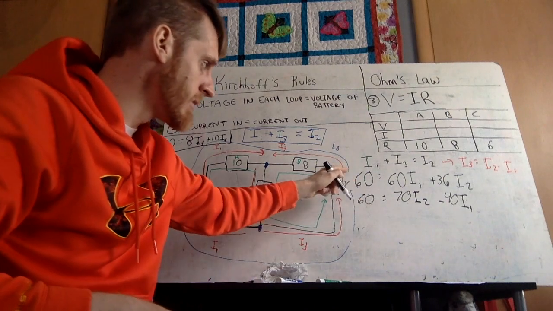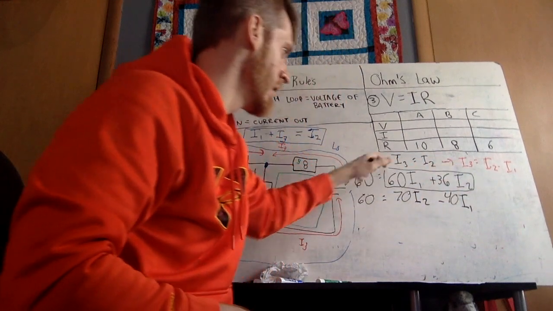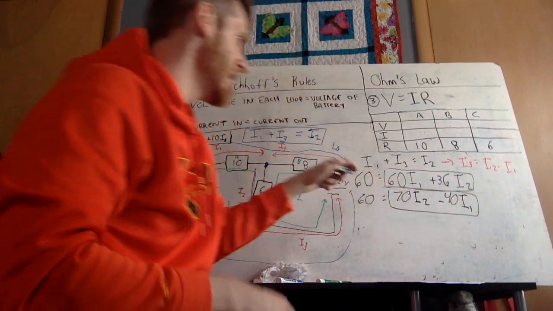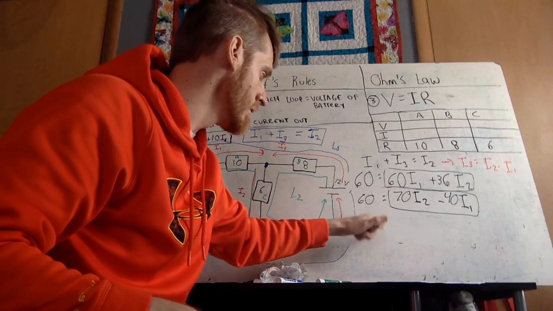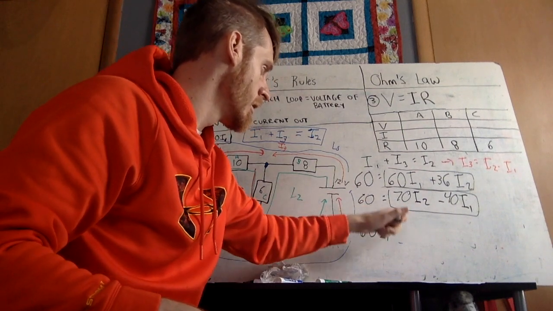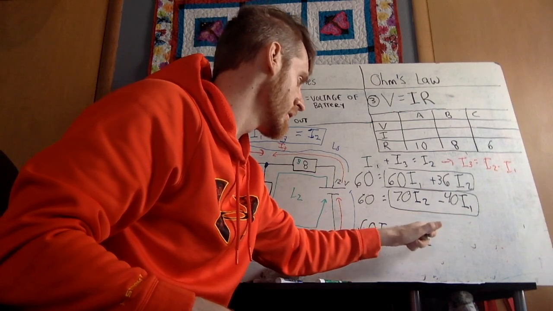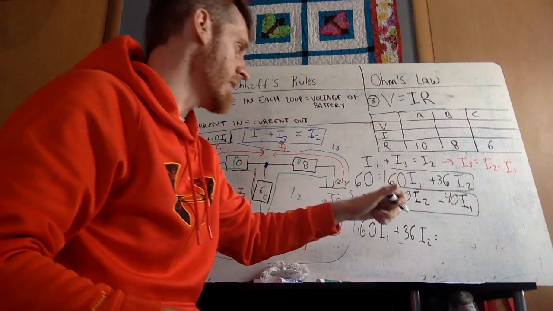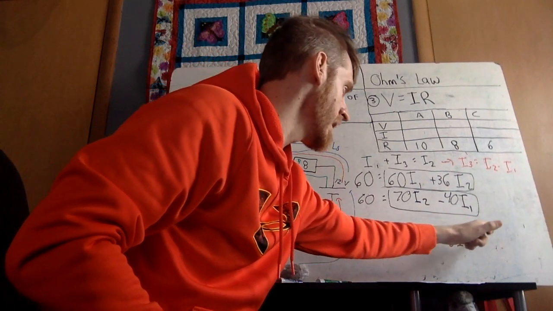Okay, so now since both of these equal 60, I can set these two equations equal to each other. So let's do that. We have 60 I1 plus 36 I2 equals 70 I2 minus 40 I1.